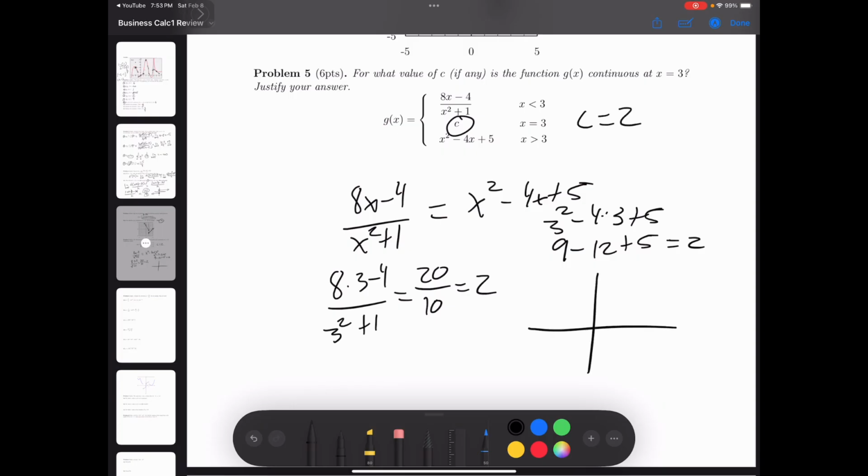Essentially what we have here at the point x equals 3 is some function with an open circle, some other function with an open circle, and then c is going to fill that circle in.